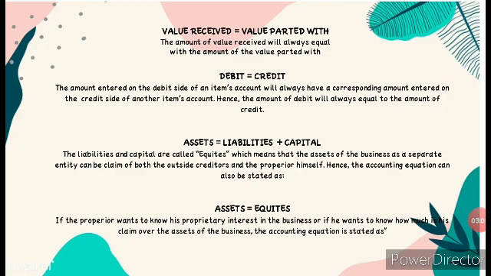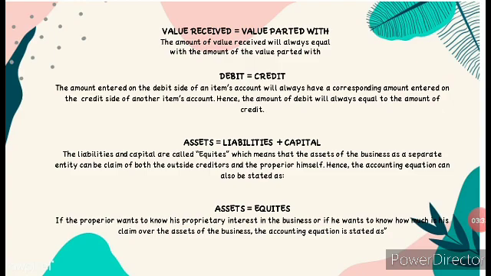The amount entered on the debit side of an item's account will always have a corresponding amount entered on the credit side of another item's account. Hence, the amount of debit will always equal the amount of credit. The total of the debits and credits for any transaction must always equal each other so that an accounting transaction is always in balance.